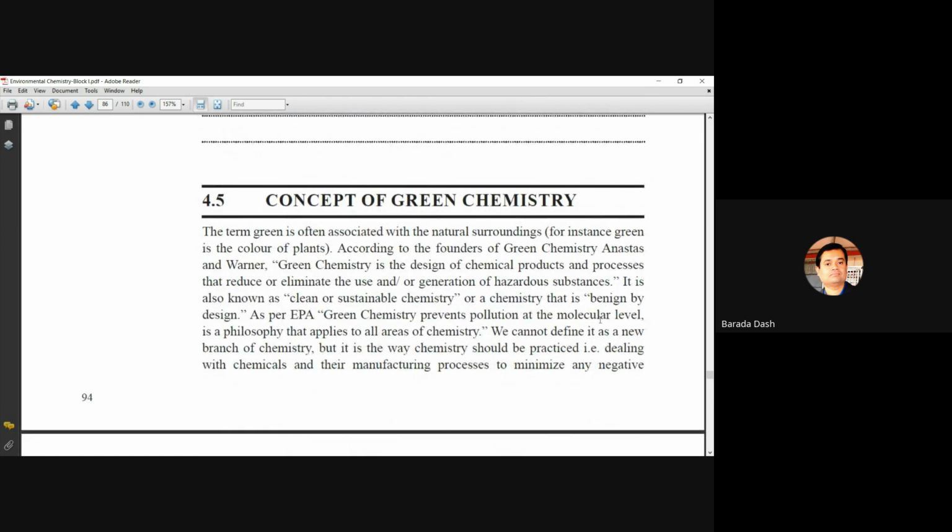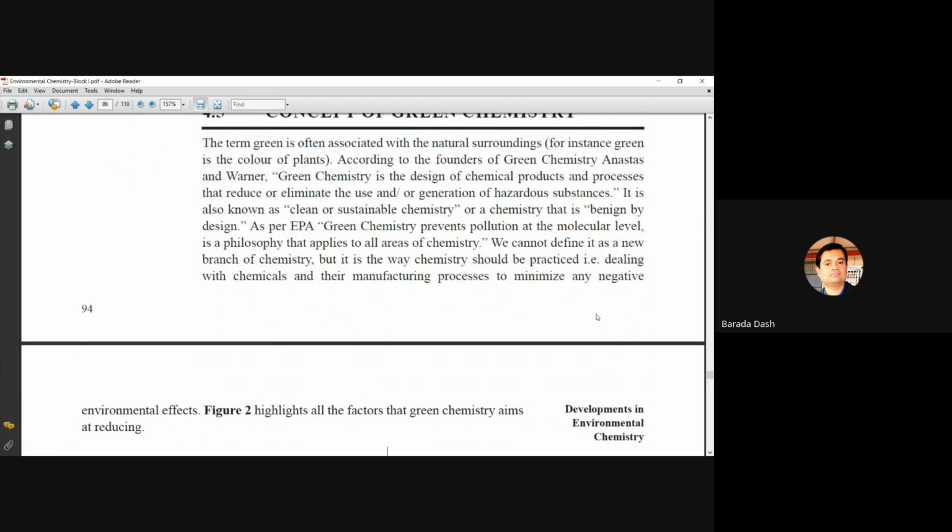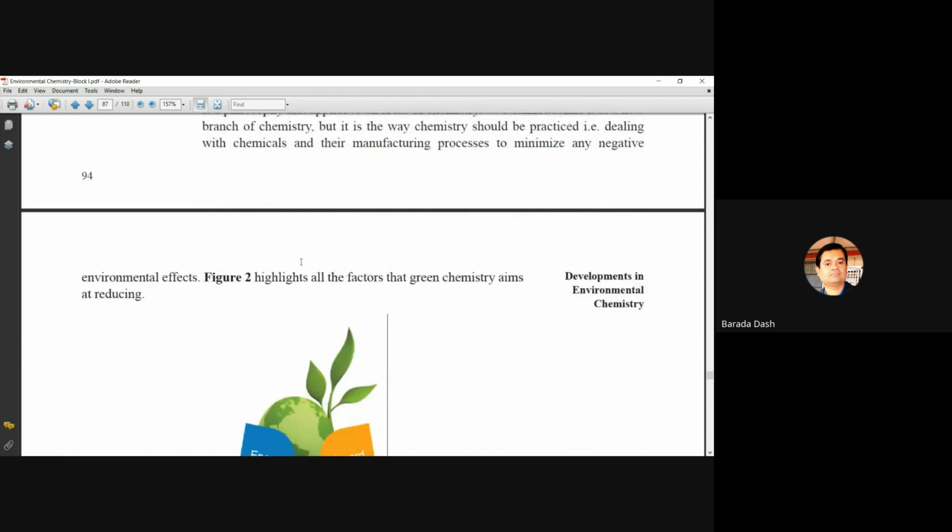So the concept of green chemistry: the term green is often associated with natural surroundings. As per EPA, green chemistry prevents pollution at the molecular level. Its philosophy applies to all areas of chemistry; we cannot define it as a new branch of chemistry, but it is the way chemistry should be practiced, dealing with chemicals and their manufacturing processes to minimize any negative environmental effects.